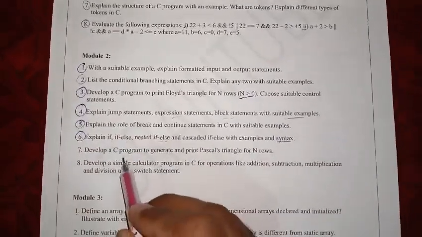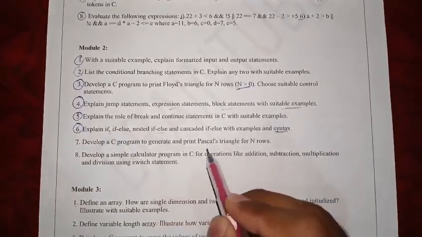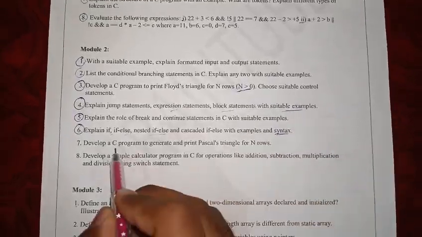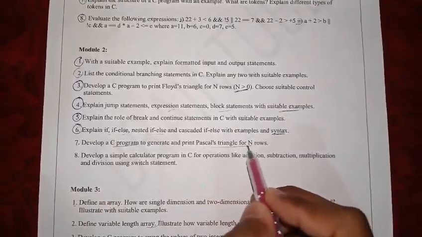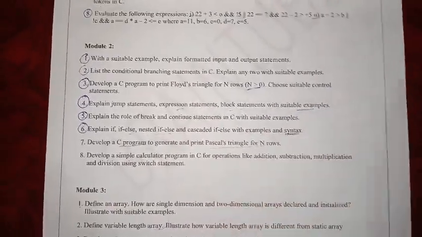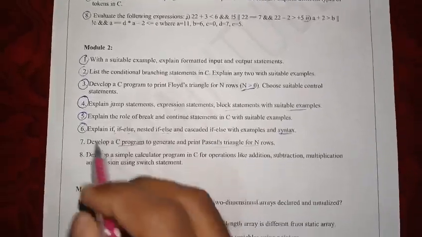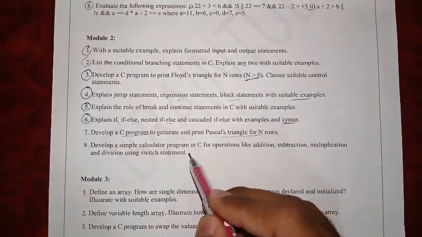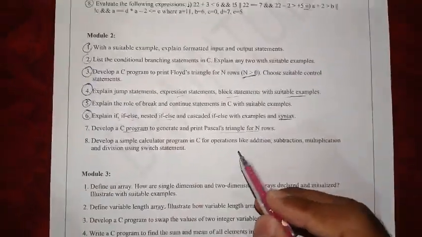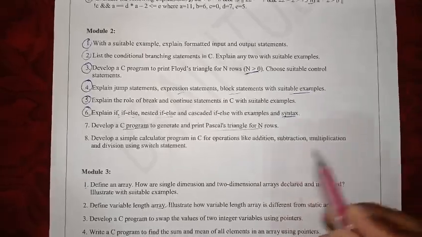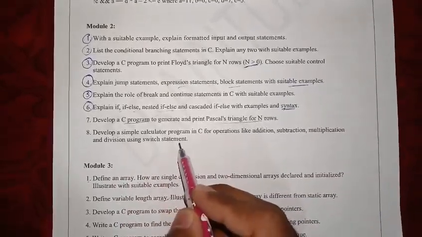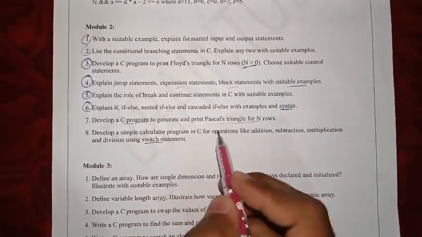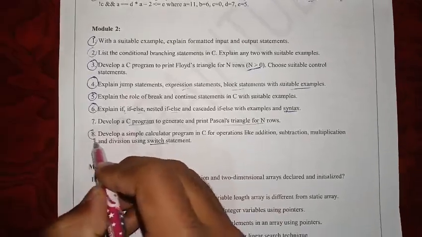Seventh, we are having, develop a C program to generate and print Pascal's triangle for n rows. We have to develop a C program for Pascal's triangle for n number of rows. This question is important but not as much as others. So 8th question, develop a simple calculator program. We have to develop a calculator program which operates like addition, subtraction, multiplication and division using switch statement. Using switch statement only we have to write the program in C. This is also the most important question.